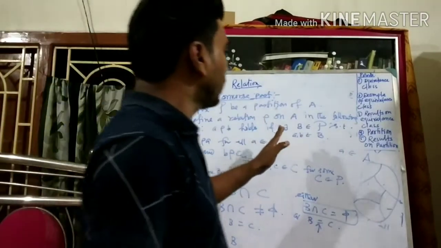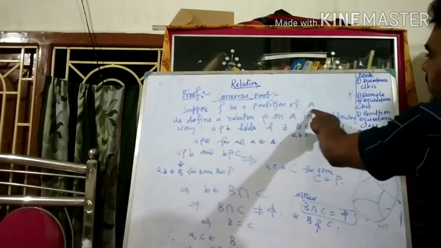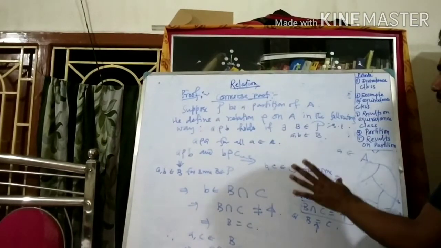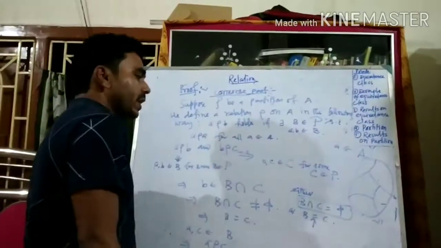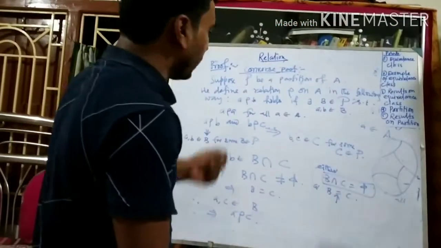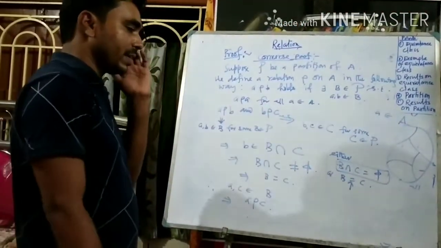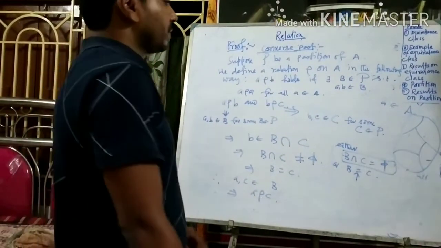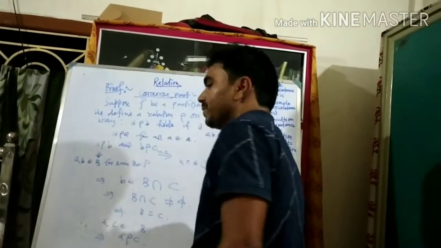So corresponding to a partition of a non-empty set A, we can determine an equivalence relation on A. Okay. So let's stop here. Thank you.